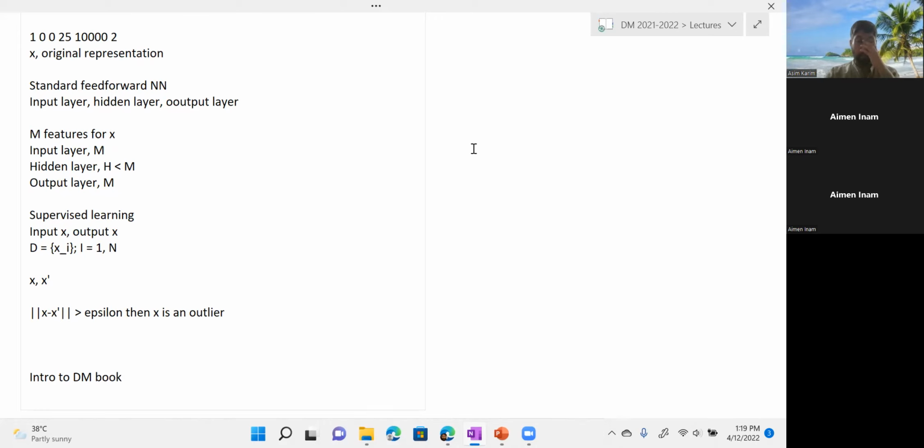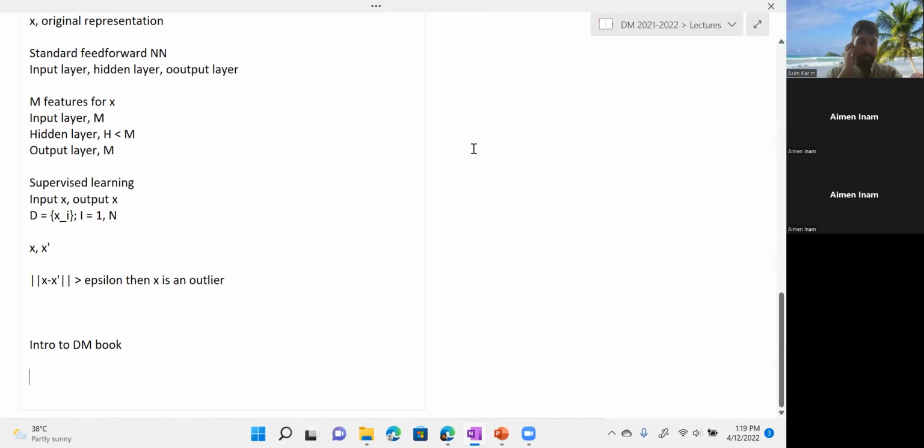So it's not present in the book by Han, Data Mining: Concepts and Techniques. All right. I think that is pretty much it for outlier detection.